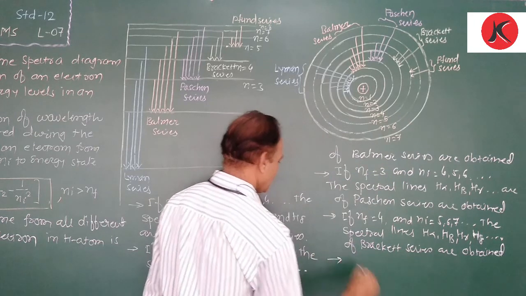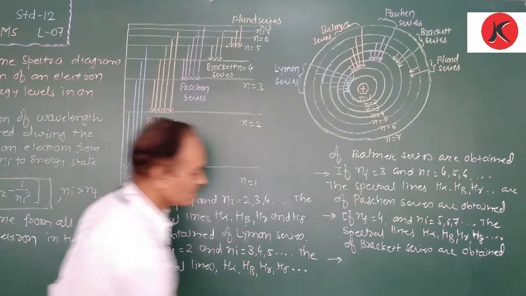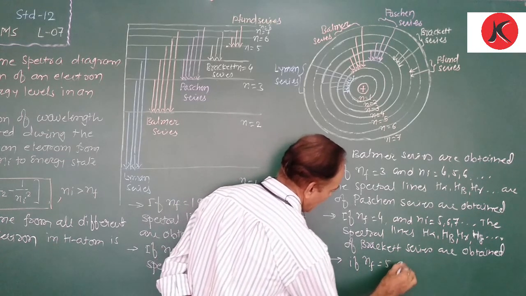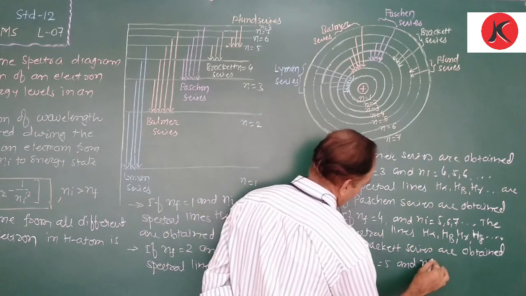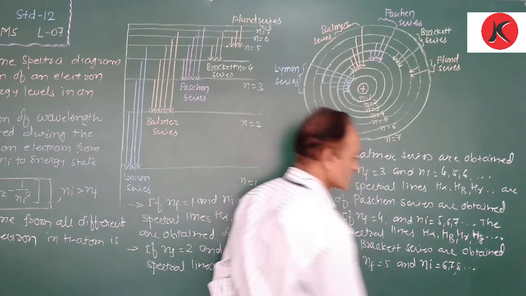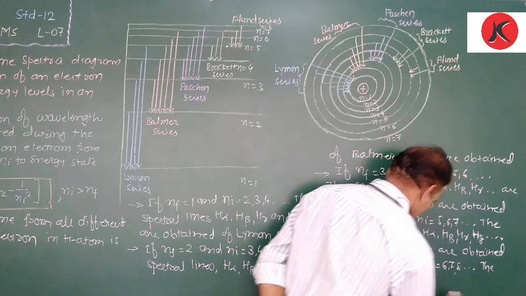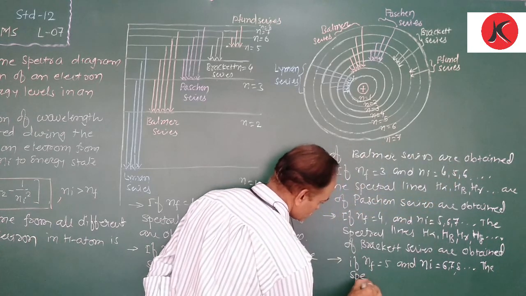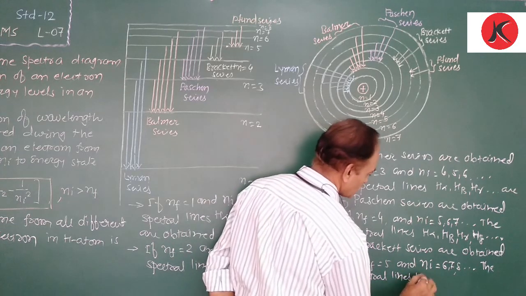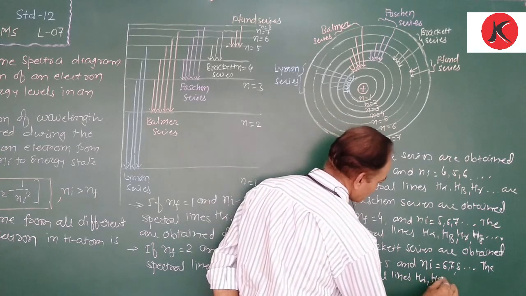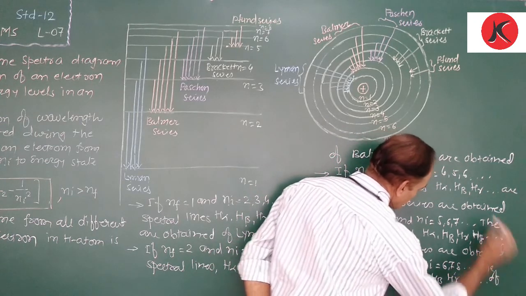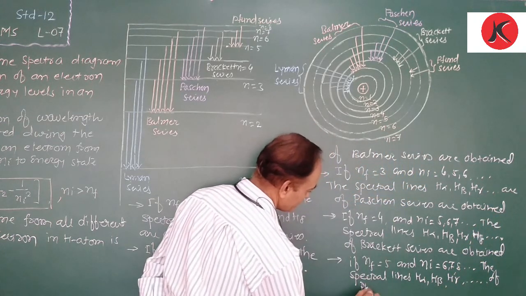And similarly, if nf is equal to 5 and ni is equal to 6, 7, 8 and so on, the spectral lines H alpha, H beta, H gamma, etc. of Pfund series are obtained.